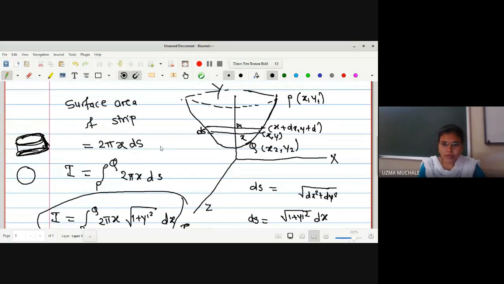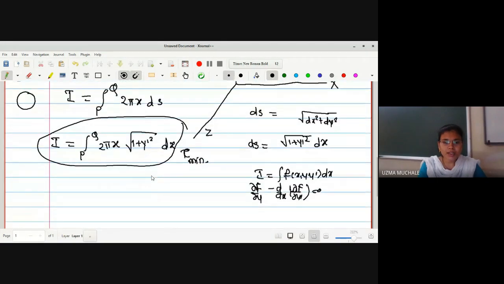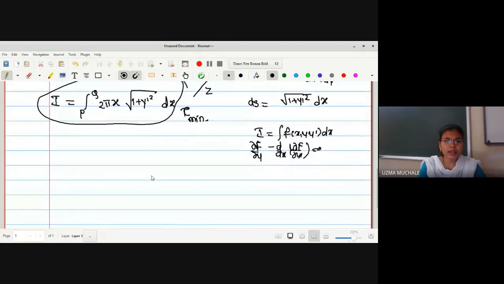Now if I want to find it in general, say from point P to Q, we can do that by using integration. ds is also known to you. By using this consideration, the value of I will be minimum only if your function f satisfies the Euler-Lagrange equation.